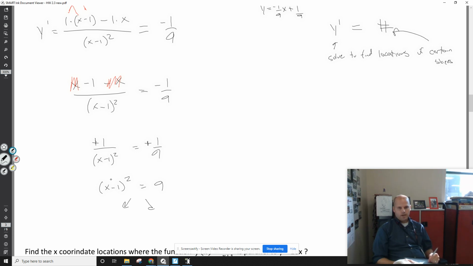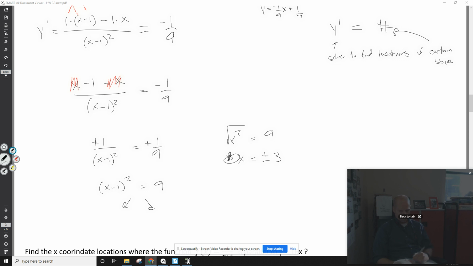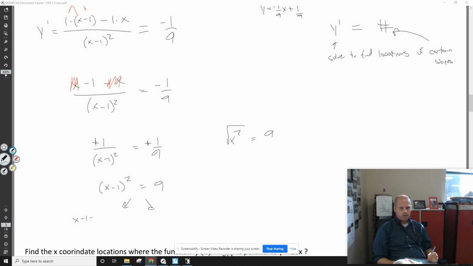You could square root both sides, but whenever we square root an unknown squared, this is where we get that plus or minus that shows up, and this is why you may think that the square root of 9 is plus or minus 3. It's not that the square root of 9 is plus or minus 3. It's that the unknown value could have been positive or negative. So we could square root both sides to start and get x minus 1 equals plus or minus 3. And then solve two equations: add 1 to positive 3 and you get 4. Add 1 to negative 3 and you get negative 2. Those are the two locations.